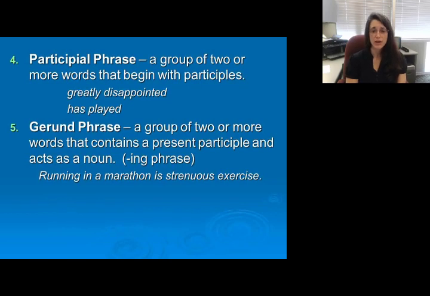So running in a marathon is strenuous exercise. Running in a marathon is actually the gerund phrase here. Is strenuous exercise is our complete sentence. But running in a marathon is our gerund phrase, and you'll notice that it's an activity that we are doing. If we had only running in a marathon, that would just be the activity we're doing, but we need the is strenuous exercise in order to complete the sentence.